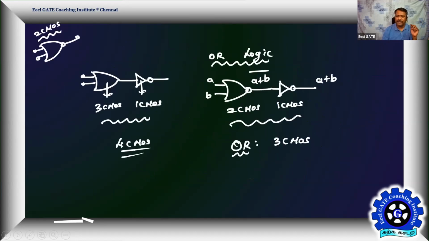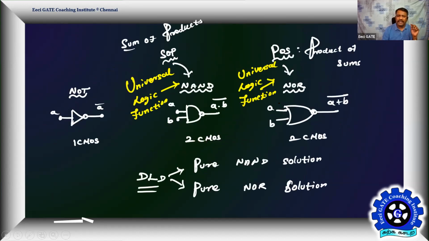NAND is universal because any logic function can be implemented by using NAND. Interestingly, any SOP function can be easily implemented by using NAND. Don't make the cross logic. Implementing SOP by using only NOR is a big challenge, but implementing SOP by using NAND is an easy challenge. That's what we're going to see now.